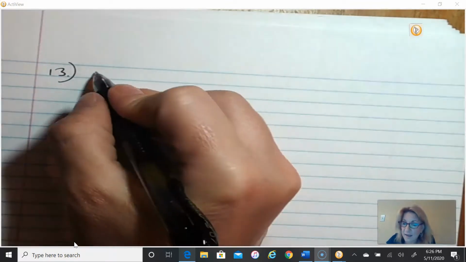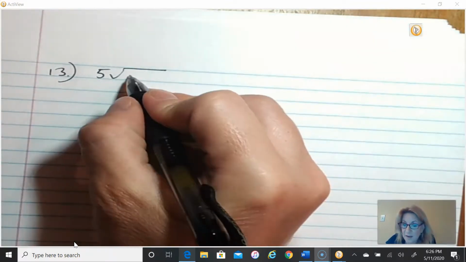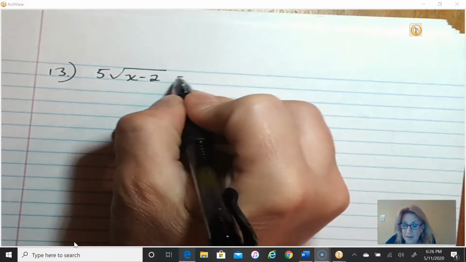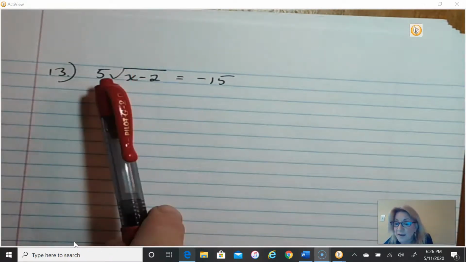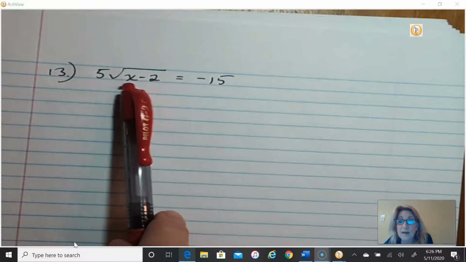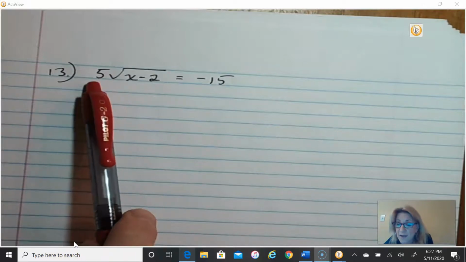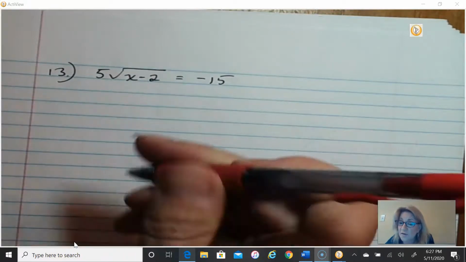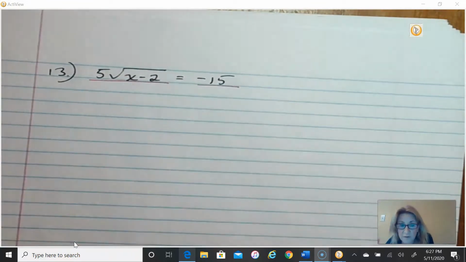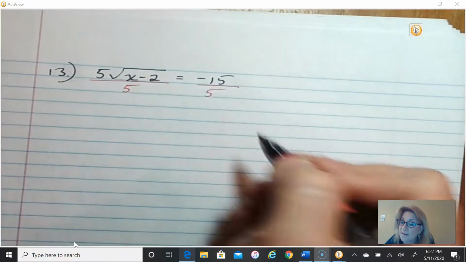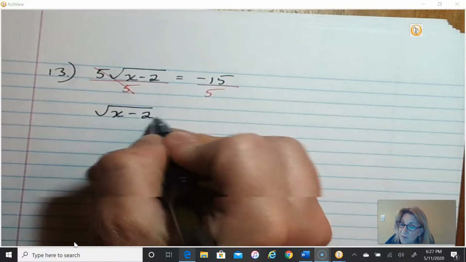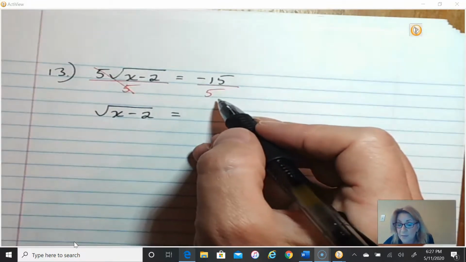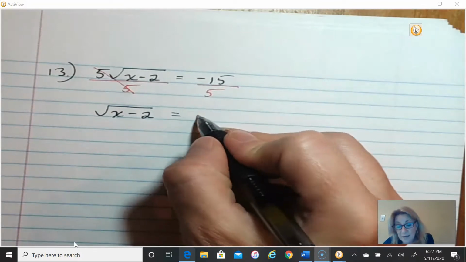All right, 13. 5 times the square root of x minus 2 equals negative 15. Okay, guys, there's a negative there, but we cannot decide if it's no real solution yet because we have not isolated the radical. We have to get rid of that 5. That 5 is being multiplied with that radical, so you have to do the opposite, so we're going to divide both sides by 5. And that leaves the square root of x minus 2 equals negative 15 divided by 5, positive 5. That's going to be negative 3.